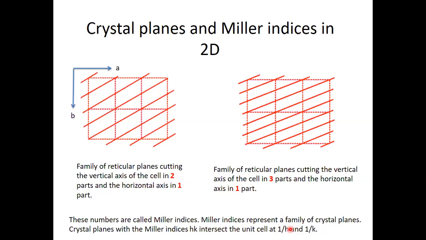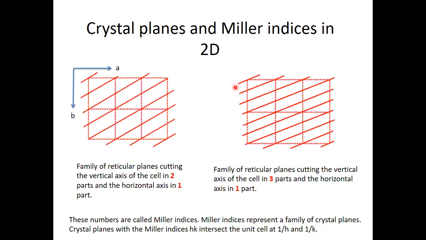Generally, we can say that crystal planes with the Miller indices HK intersect the unit cell at 1 over H and 1 over K. In this case, H would be 2, and we intersect at a half. And K would be 1, so we intersect only at 1.